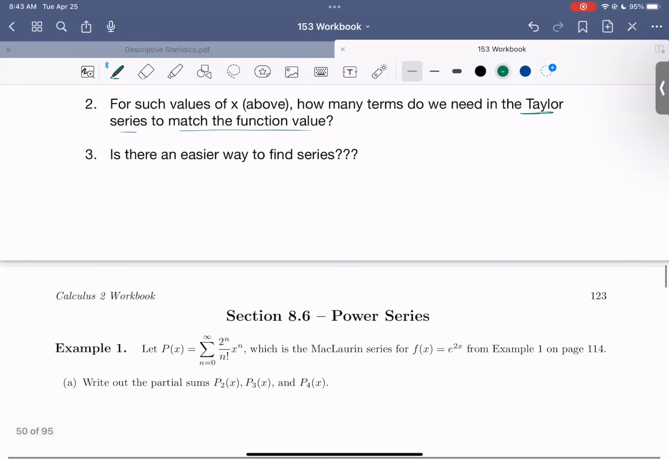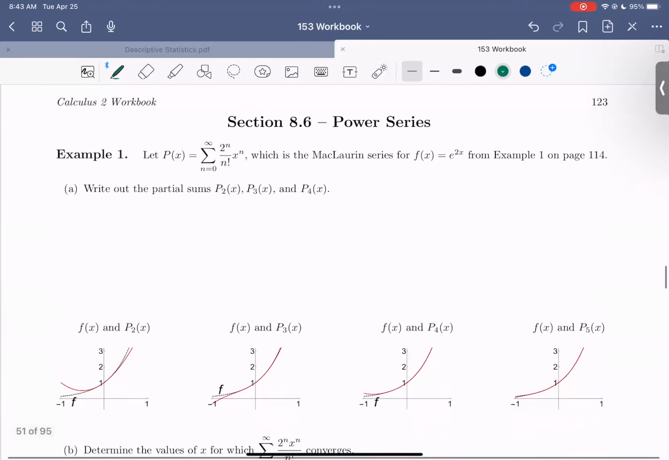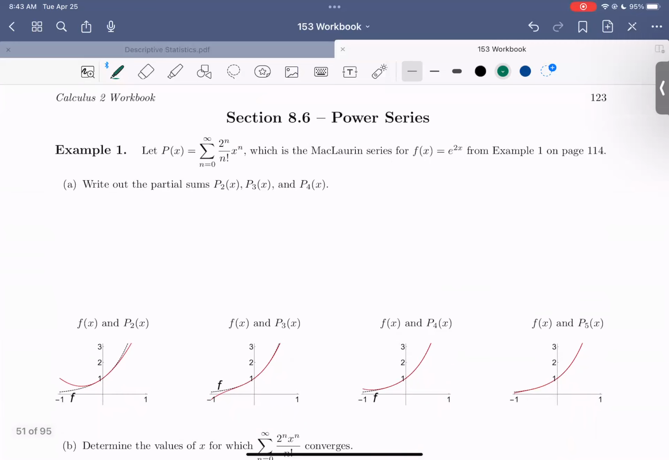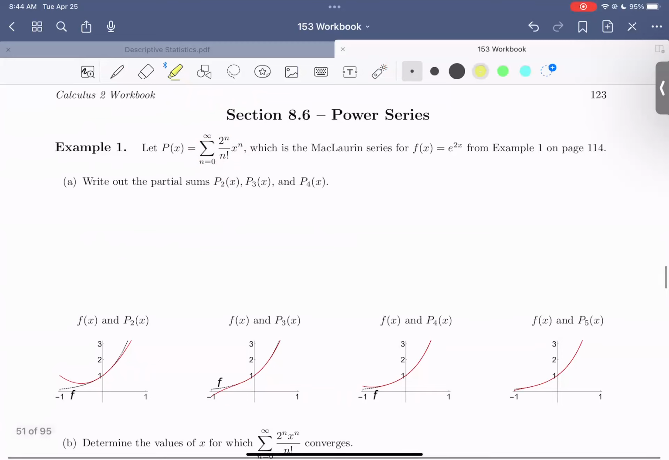So let's get into it by looking at example one. In example one, we're just getting ourselves reacquainted with some of the work that we did in section 8.5. All of this in part A, you will have seen before. Example one says, let P of x be the infinite series from n equals 0 to infinity of 2 to the n over n factorial times x to the n. This series is the Maclaurin series for the function f of x equals e to the 2x from example 1 on page 114 in our workbook.